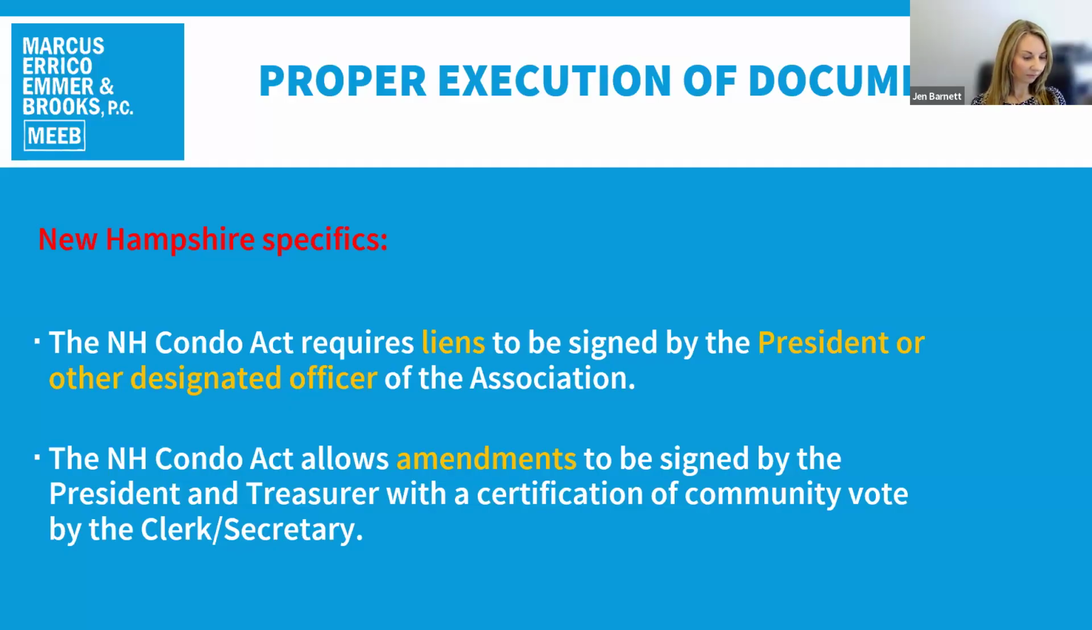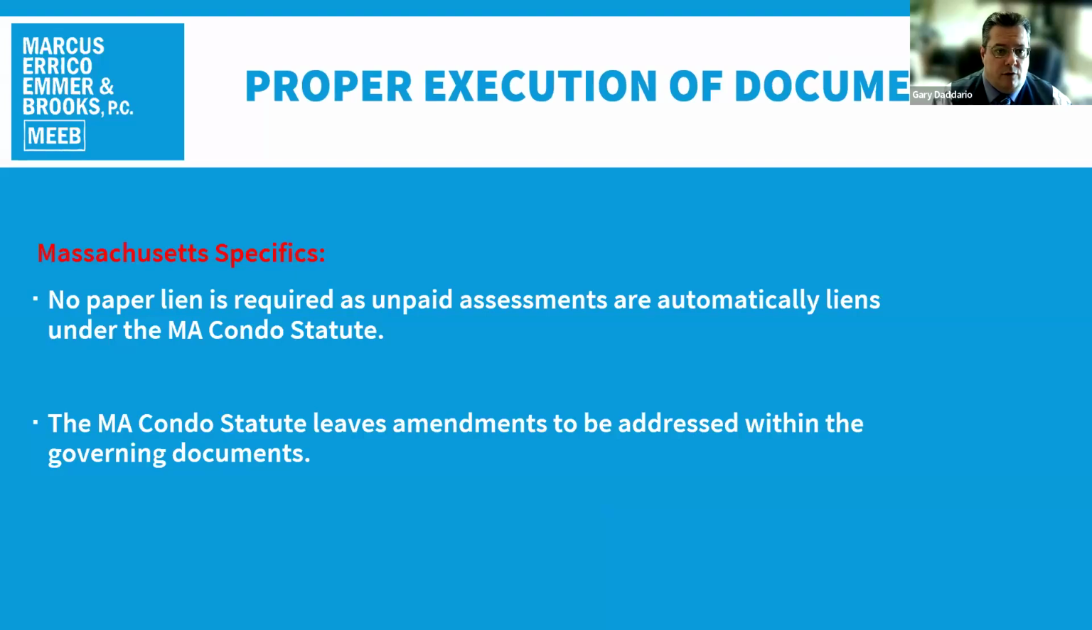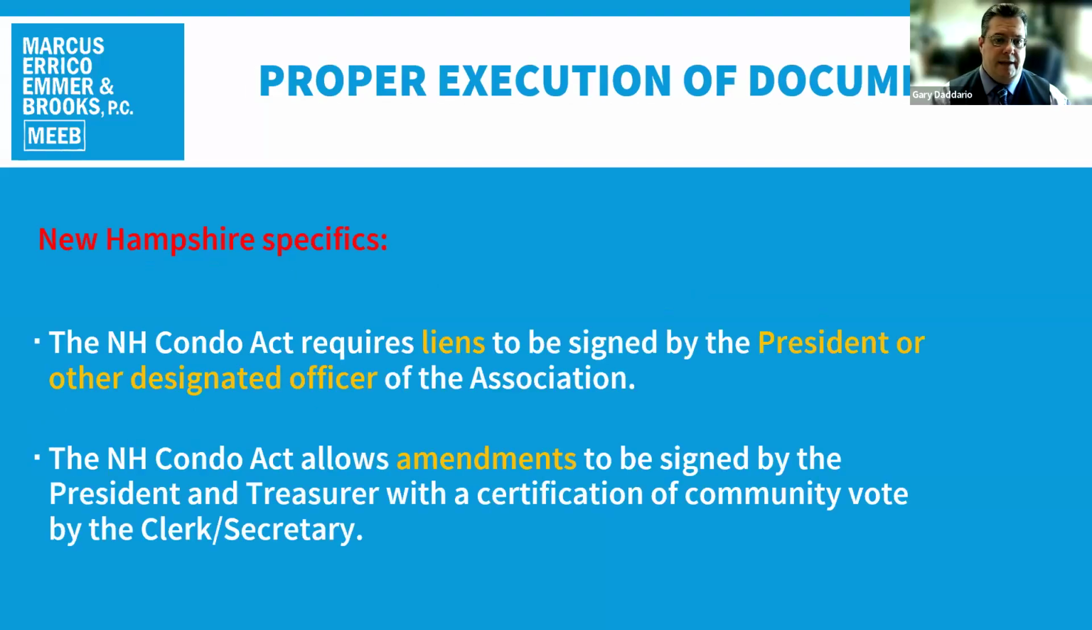Mm-hmm. Sticking with New Hampshire, second point on that slide for you. Yep. It allows amendments to be signed by the president and the treasurer of an association with a certification of the community vote by the clerk or secretary. That can actually be helpful because the alternative might have been, as some associations state in their document, that an amendment needs to be signed by all of the unit owners. That gets to be a bit unwieldy, and it gets to be a problem for recording and the expense of recording because you're going to have pages upon pages just for signatures.